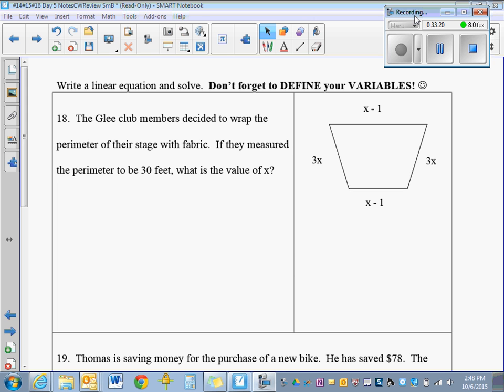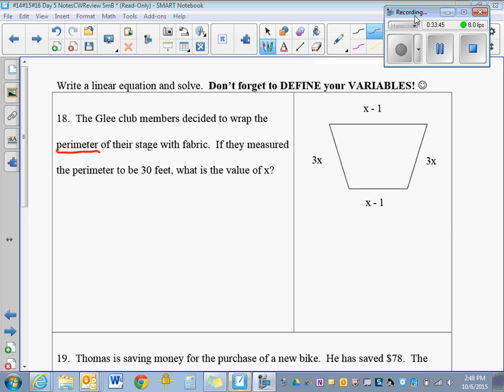Alright. Number 18 says the Glee Club members decided to wrap the perimeter of their station with fabric. If they measure the perimeter to be 30 feet, what is the value of x? And here is our picture for it. They already had the picture drawn for you. Alright, so let's underline what we have. Decided to wrap the perimeter of their station with fabric.